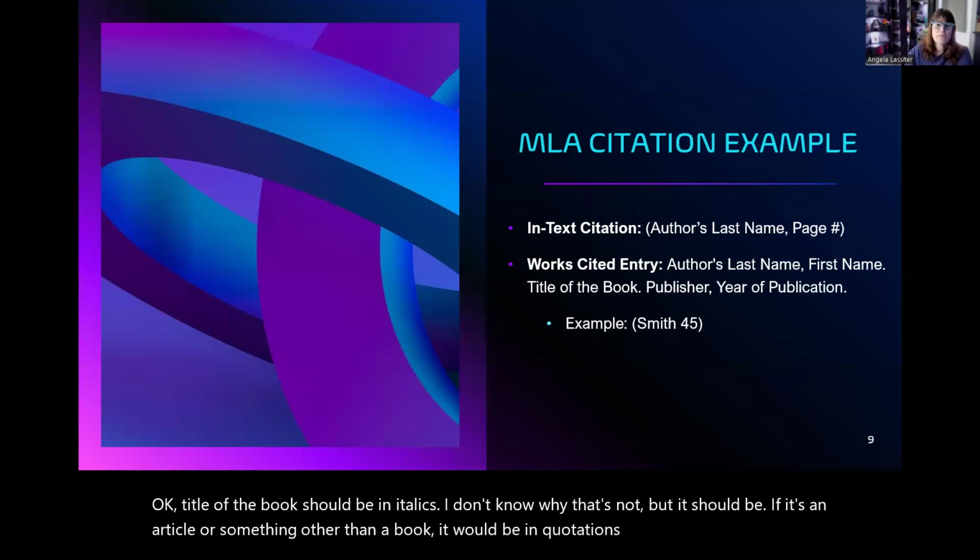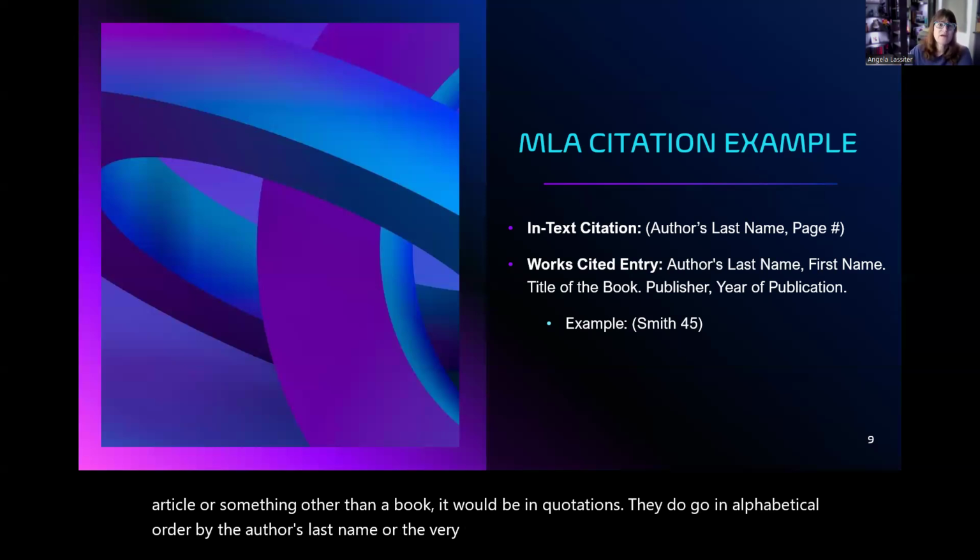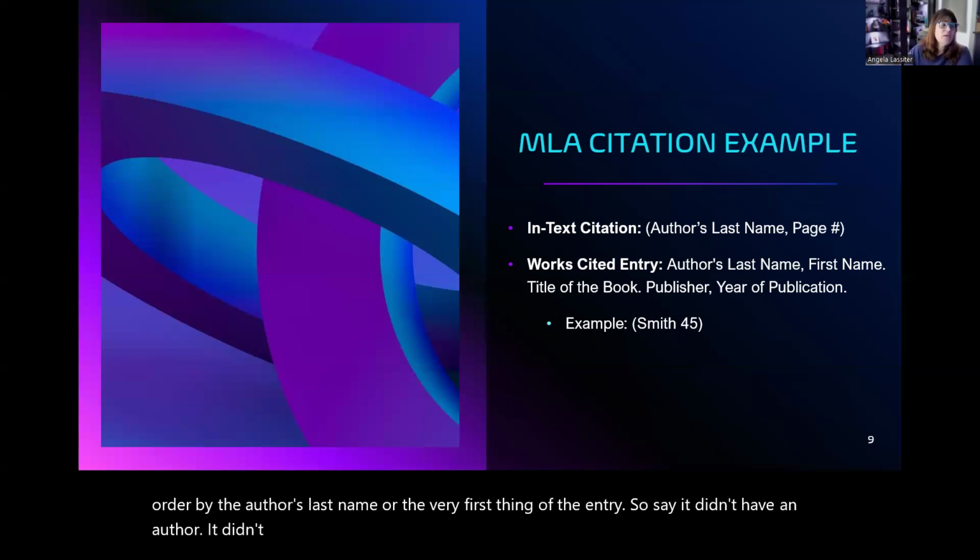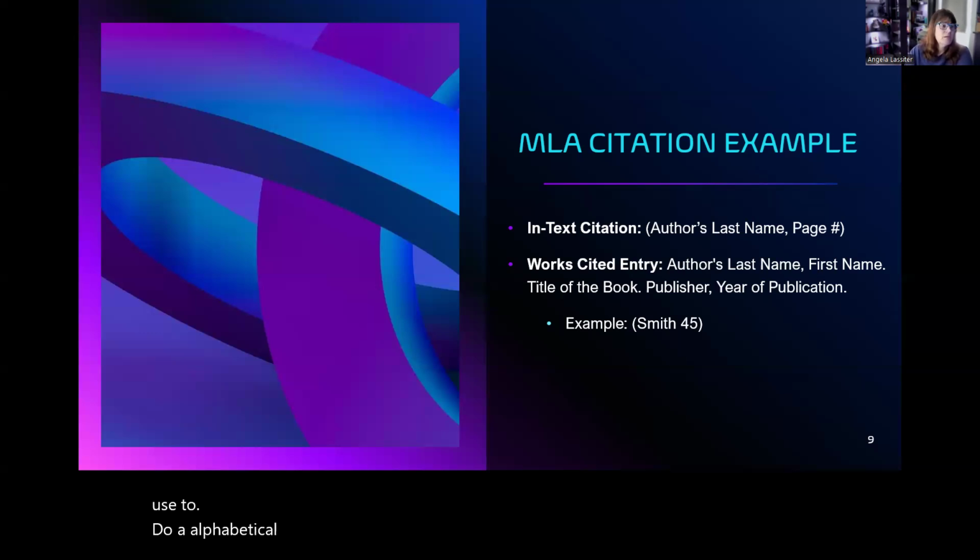They do go in alphabetical order by the author's last name or the very first thing of the entry. So say it didn't have an author, it didn't name an author, the title of the book or the article would be what you would use to do the alphabetical order. An example for the in-text citation is Smith 45. Okay.